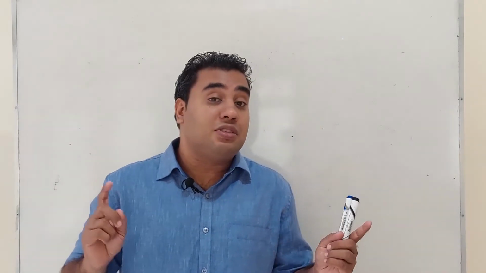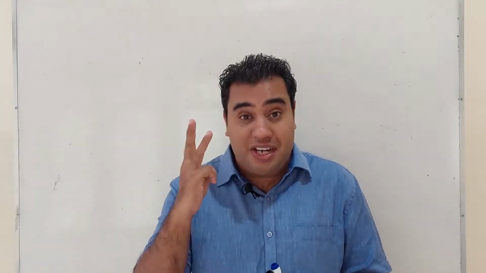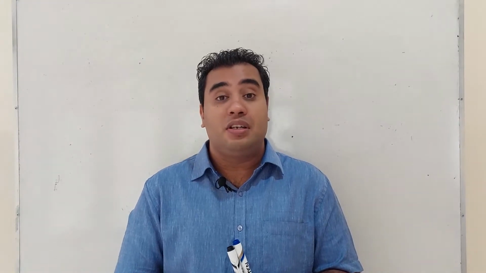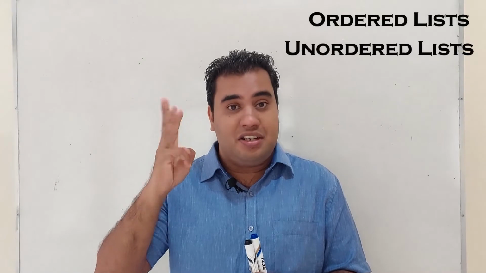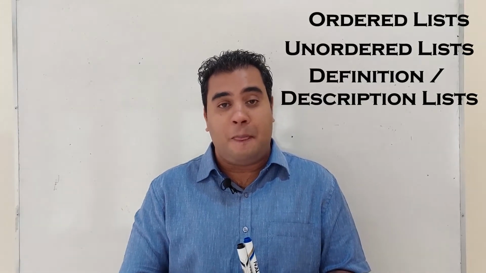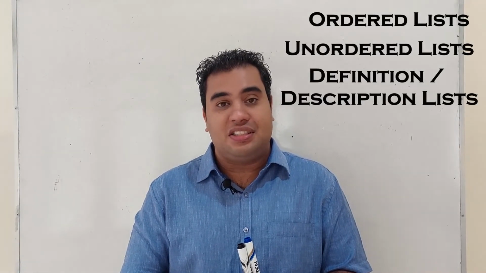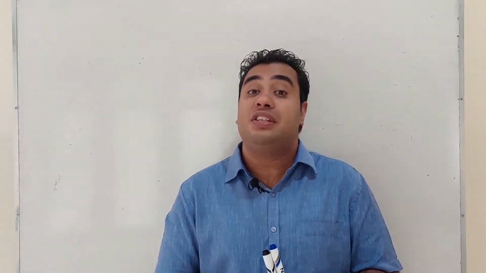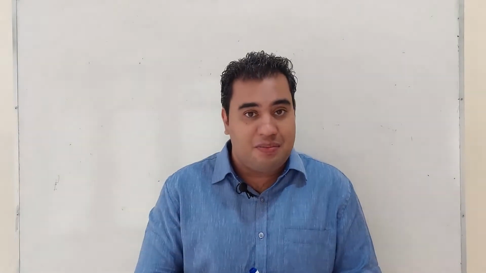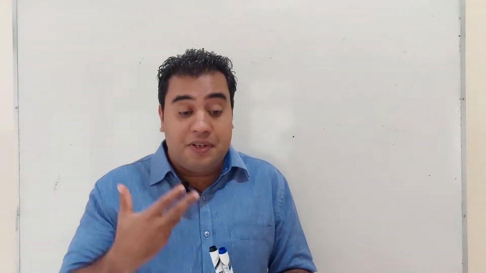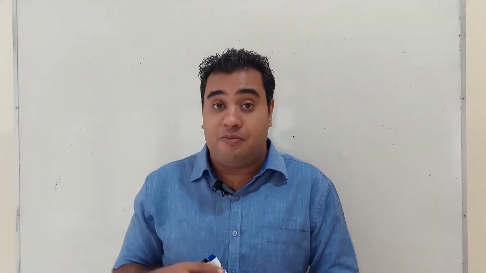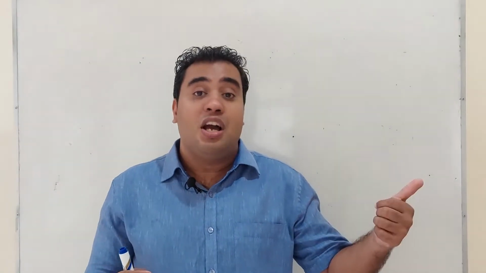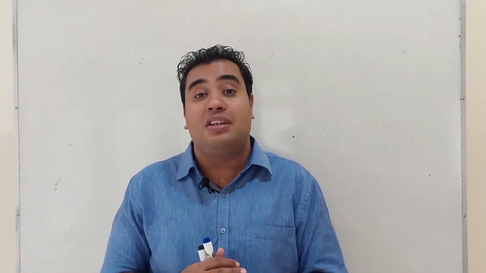When we discuss lists in HTML, there are three types of lists. We call them ordered lists, unordered lists and definition lists, or description lists. These are the three types of lists that we can find in web pages. Even in word processing software, we can find ordered lists and unordered lists, except for definition lists.